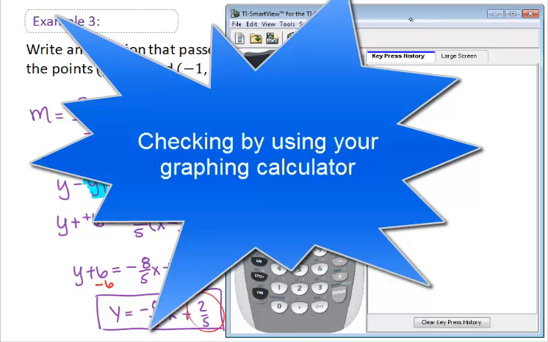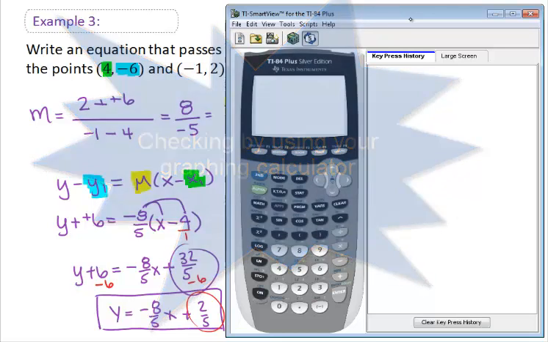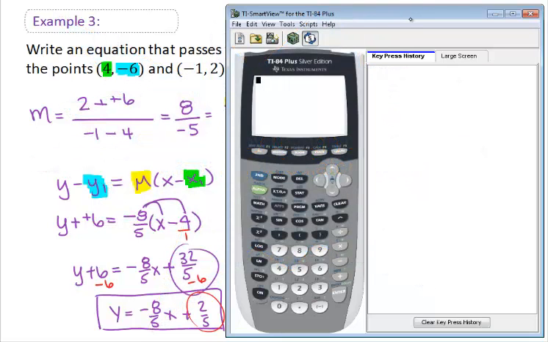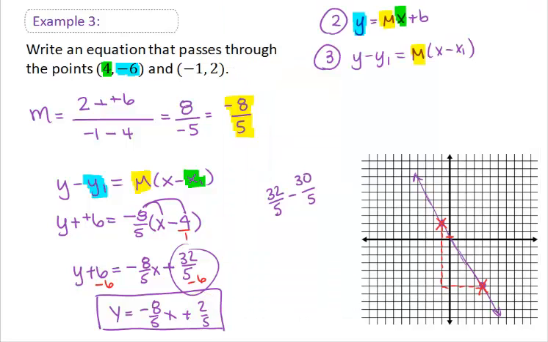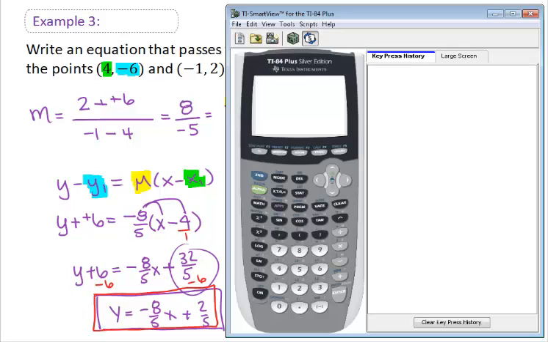So in the last video, I wanted to come up with the equation that passes through the points of (4, -6) and (-1, 2). And we came up with this answer down here of y equals -8/5 x plus 2/5. And we want to confirm that we have the correct answer. Well, the way that we're going to start is we're going to just plug this into our y equals equation. So I go to my y equals, and I type in the answer that I got.